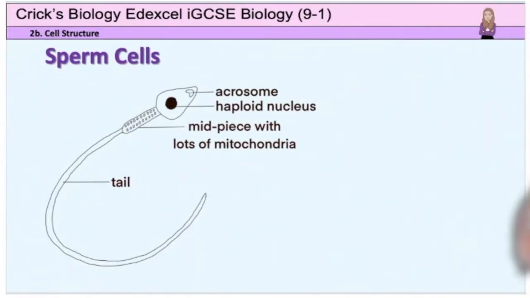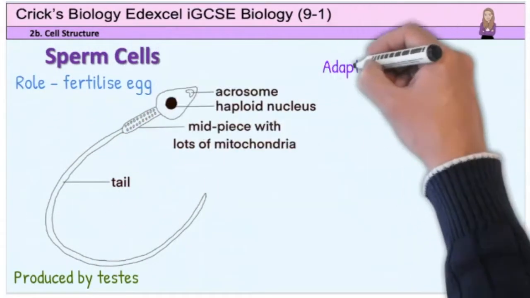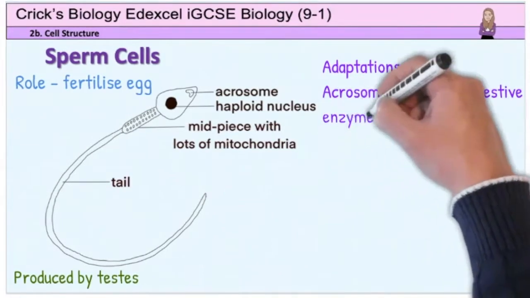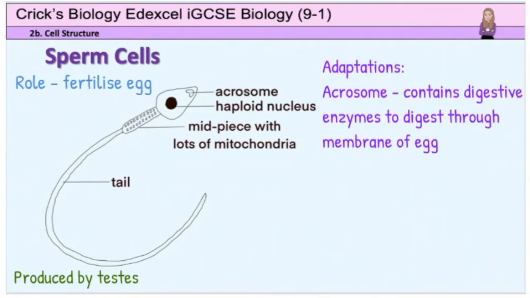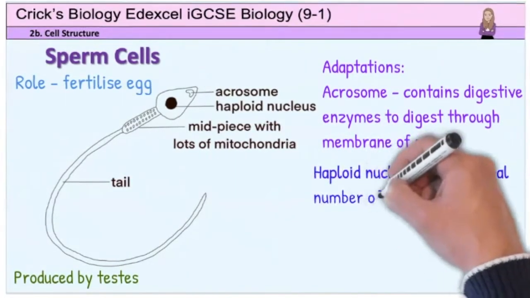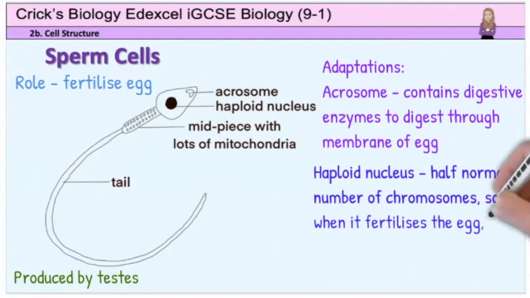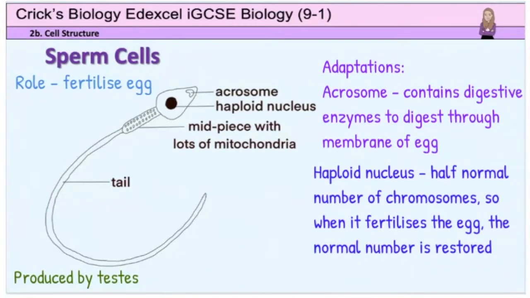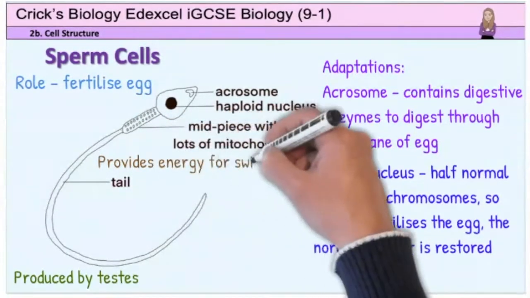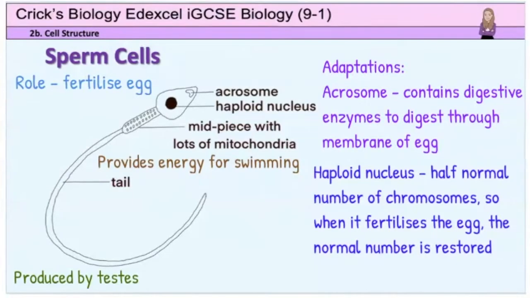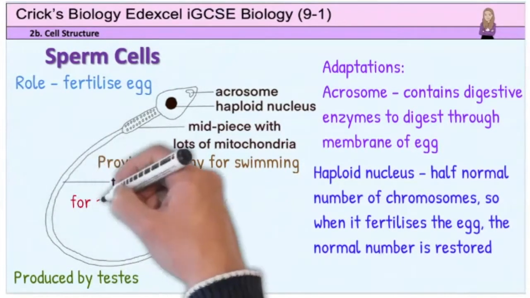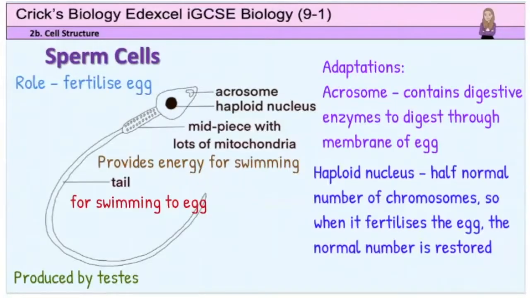After the egg comes the sperm. The sperm are produced in the testes, and their role is to fertilise the egg. They have lots of different adaptations. First of all, they have an acrosome, which contains digestive enzymes to digest through the membrane of the egg. They also have a haploid nucleus, containing half the normal number of chromosomes, so that when they fertilise the egg, they restore the normal number of chromosomes. They also have lots of mitochondria in the midpiece, which provides energy for swimming, and they have a long tail for swimming to the egg.